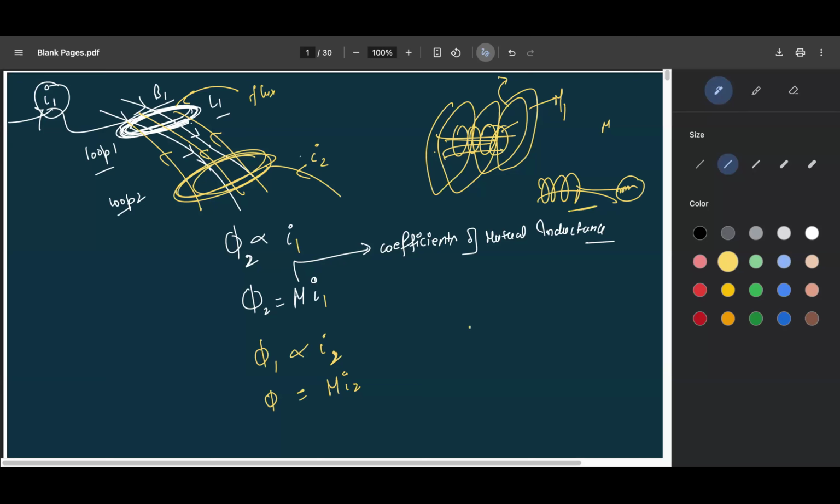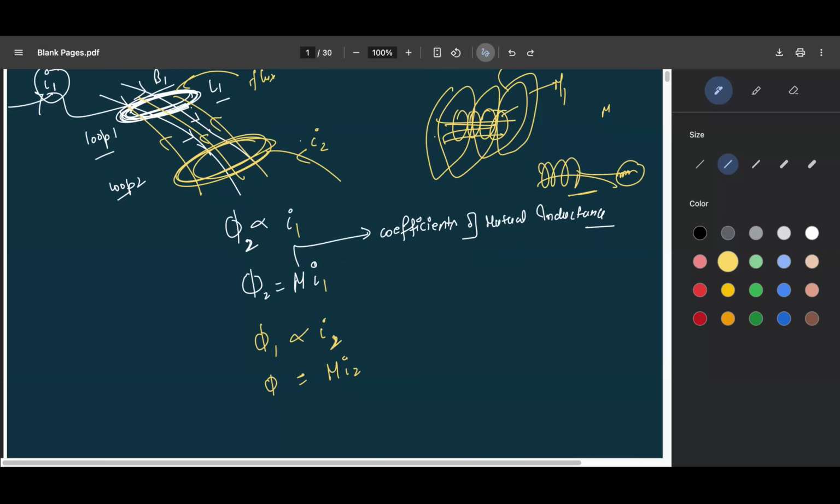It depends upon the geometry of the first loop, it depends upon the geometry of the second loop, and what is the distance between them. Something like this you can ideate. So this is a constant for you. This is a constant which you have right now. I hope this is clear, Kirtan.